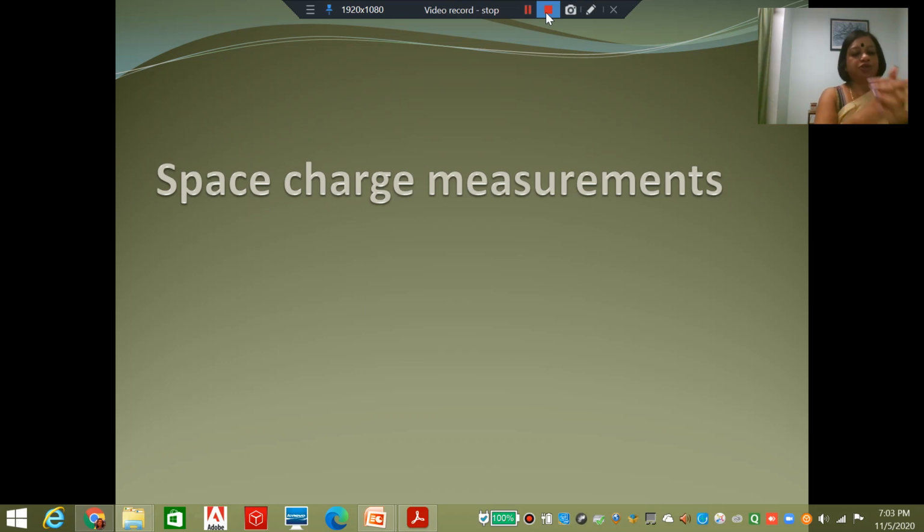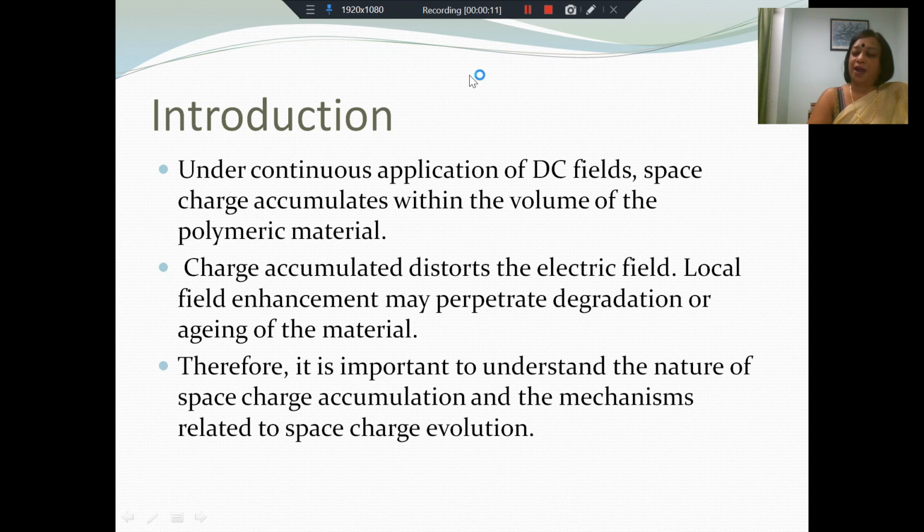So now we are going to look at one more non-destructive technique, and that is space charge measurements. What is space charge? When you apply a very high electric field, typically a DC electric field, for a very long period of time in a solid dielectric material, space charge may be accumulated within the dielectric medium.